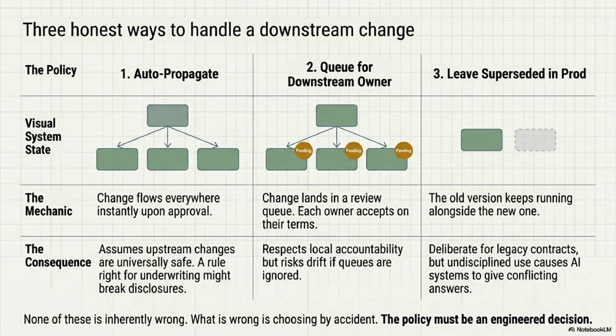Policy 2, queue for each downstream owner. The change lands in a review queue for every owner it touches. Each one accepts it into their context on their terms. Safer, respects local accountability, but slower. And if a queue is ignored, that consumer drifts out of sync.